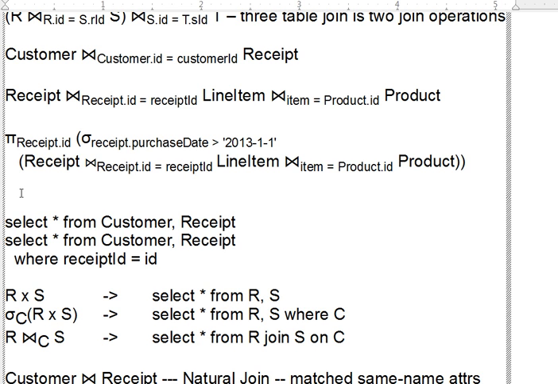Now, let's look a bit more at those two SQL syntaxes and the relational algebra operators bow tie and cross for Cartesian product.